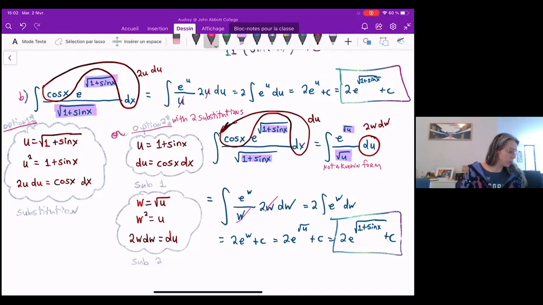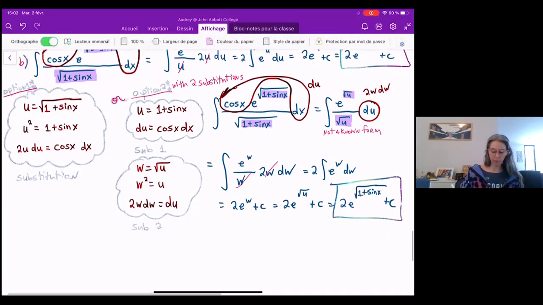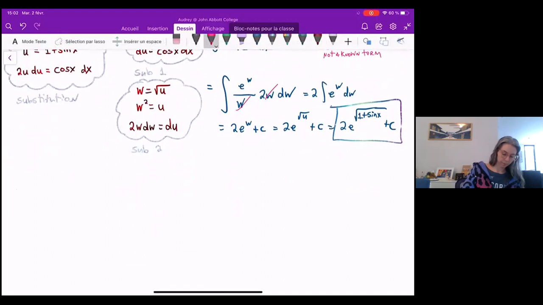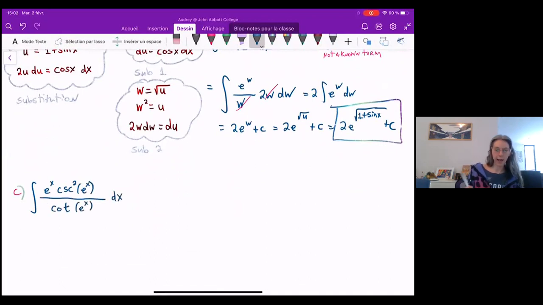Okay, we're just going to do one more of this type of problem. We're going to look at the integral of e to the x cosecant squared of e to the x over cotangent of e to the x dx. Now, I'm actually just going to immediately do this one with two substitutions.